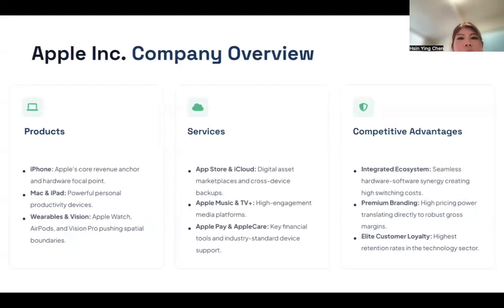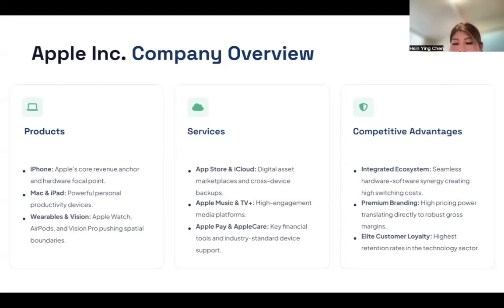Okay. And here is the overview of Apple Inc. So Apple was founded in 1976 and its headquarters is in Cupertino, California. And its business extends far beyond the iPhone. Apple offers a wide range of products such as Mac, iPads, Apple Watch, and so on. I think everyone knows that. And its services include the Apple Store, Apple Music, iCloud, Apple TV, Apple Pay, and Apple Care.